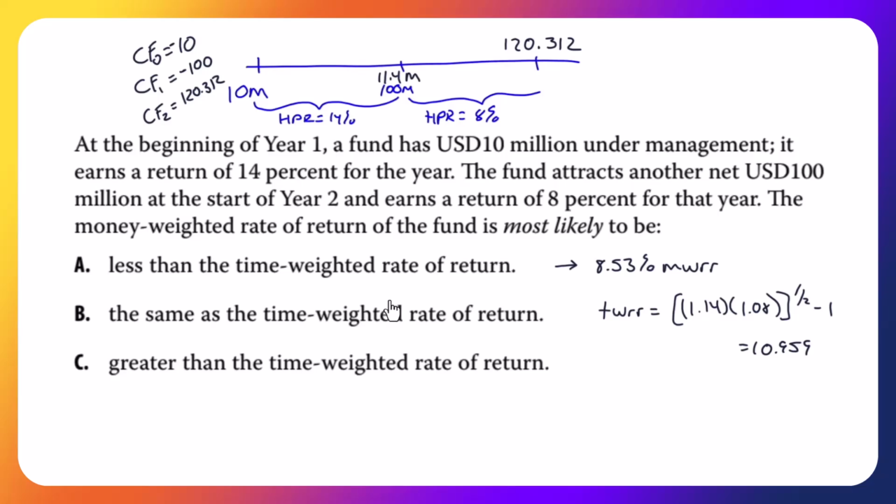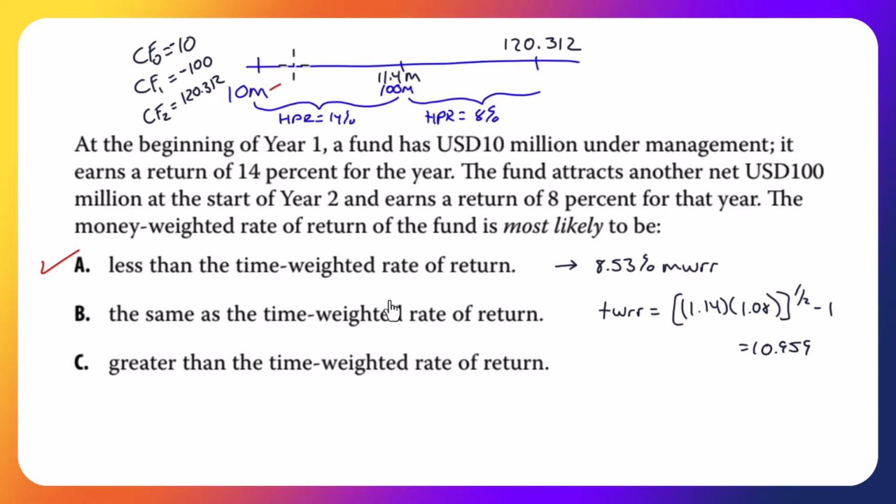So if we're going to weight the return by the amount of money, the greater weight will be on the lower return. Right away, we know that that's true. And then we have the same as a time weighted or greater than a time weighted. We could just use our conceptual logic to choose A. But if you want to see it mathematically, you're going to have a timeline.